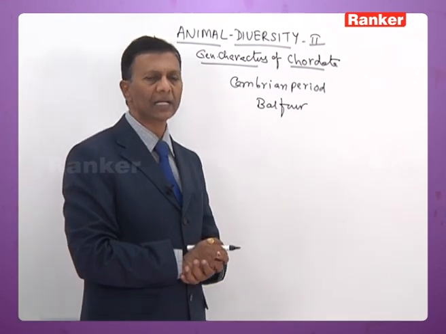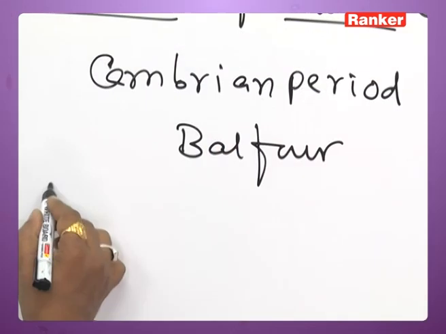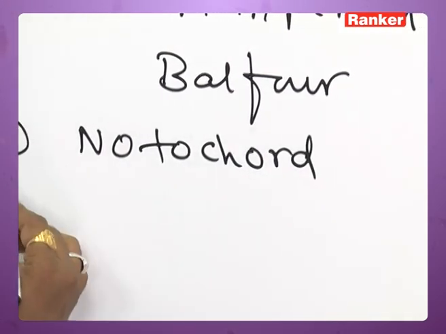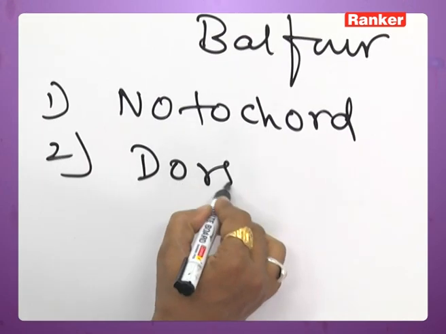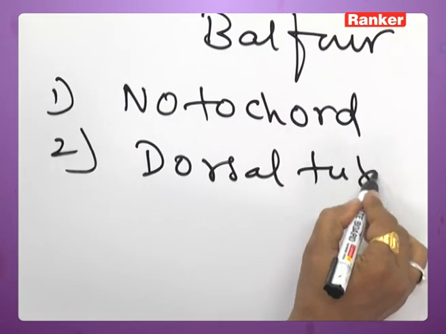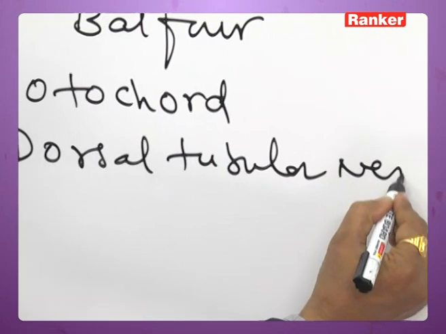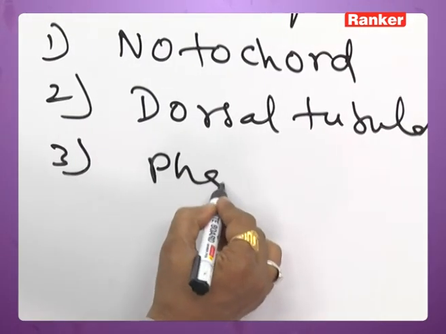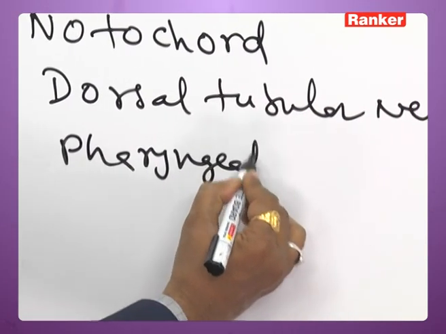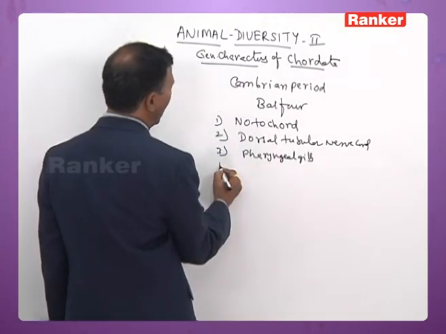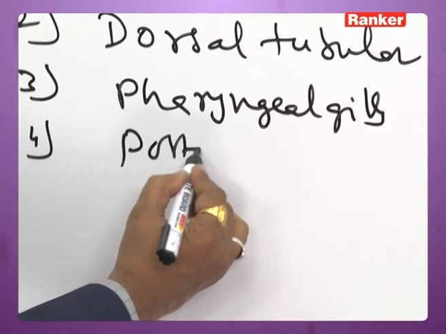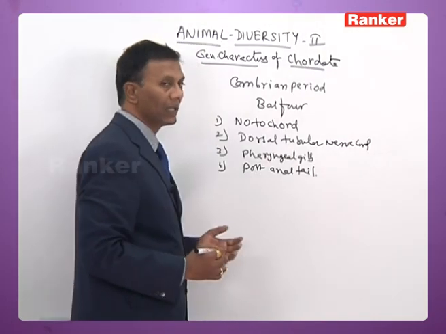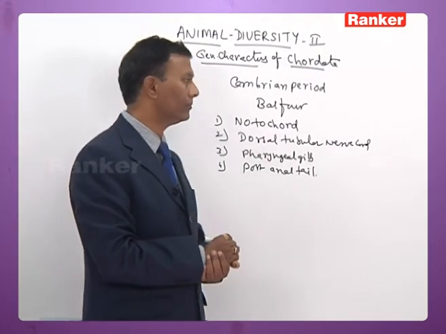The fundamental characteristics of chordates are: number 1, notochord; number 2, dorsal tubular nerve cord; number 3, pharyngeal gills; number 4, post-anal tail. They are the 4 fundamental characters of chordates.